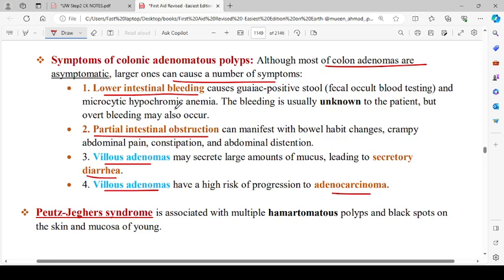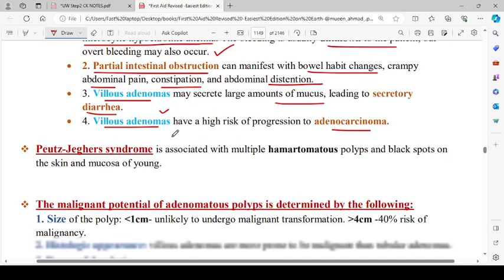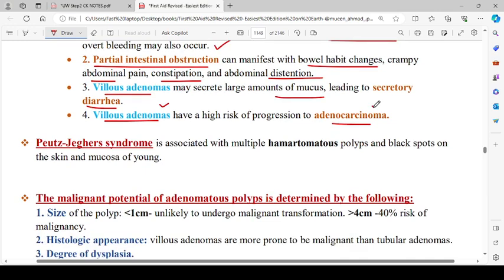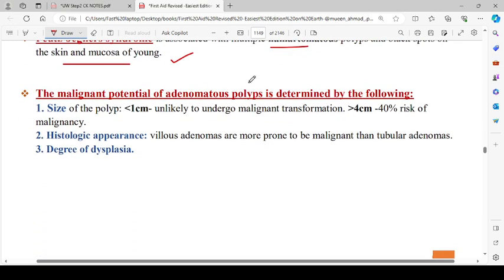So lower intestinal bleeding causes guaiac positive stool on fecal occult blood testing, and microcytic hypochromic anemia. The bleeding is usually unknown to the patient, but overt bleeding may also occur. The partial intestinal obstruction can manifest with bowel habit changes, crampy abdominal pain, constipation, and abdominal distension. The villous adenomas may secrete large amounts of mucus leading to secretory diarrhea, and villous adenomas have a high risk of progression to adenocarcinoma. Then comes Peutz-Jeghers syndrome. It is associated with multiple hamartomatous polyps and dark spots on the skin and mucosa of young people.